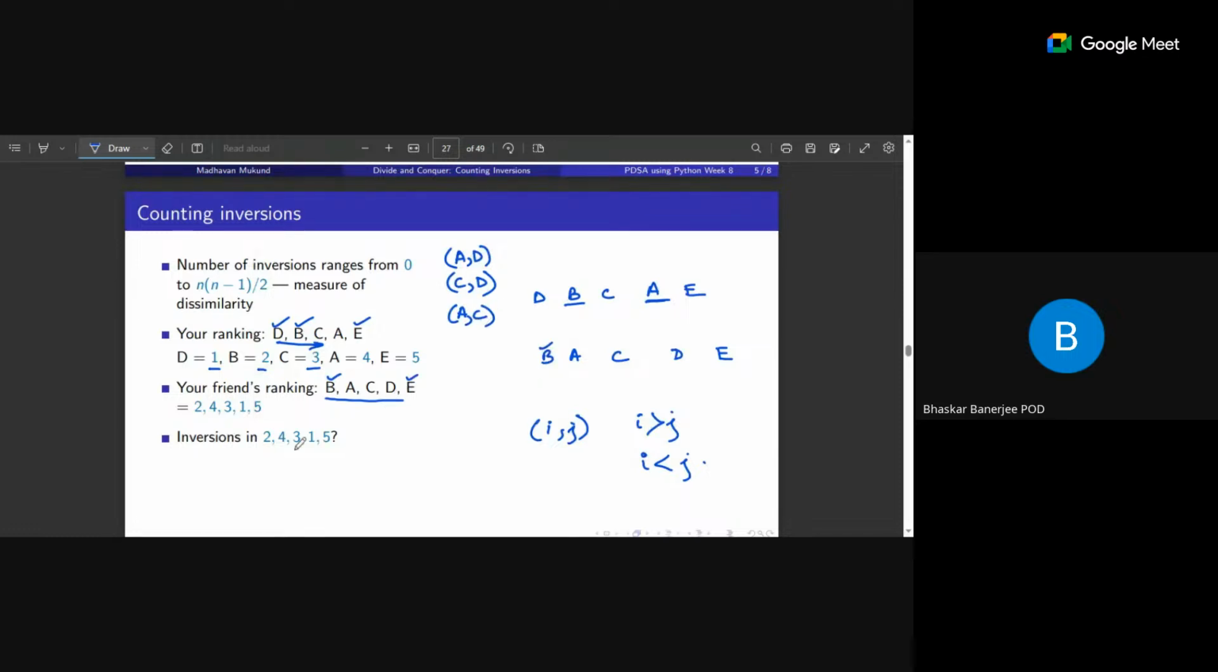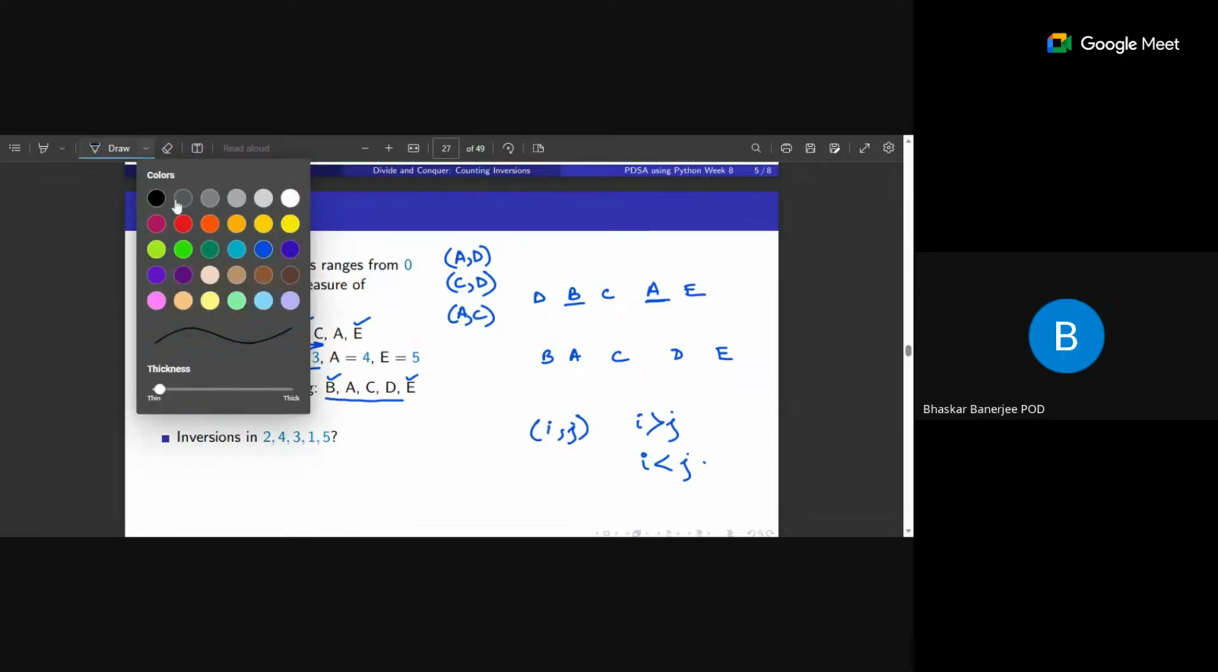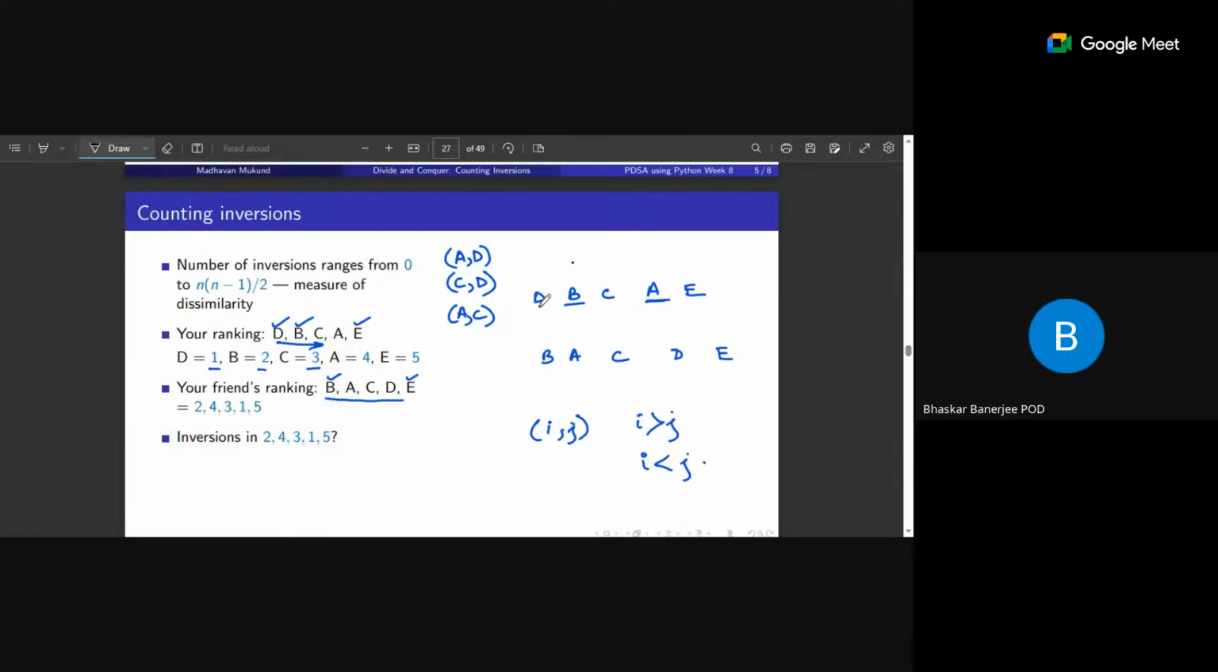So this is the point, as you can now see. Another elegant way of showing this is already there in the slides as well. You can just... BD.